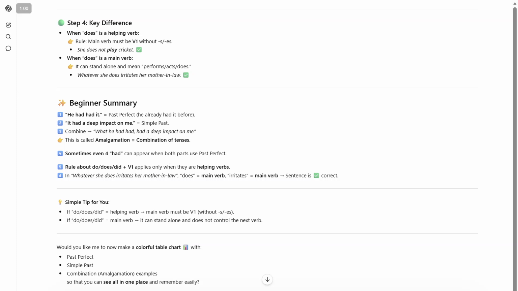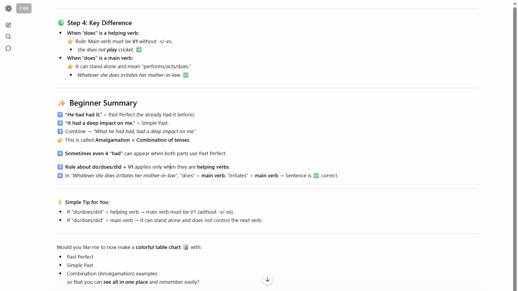Beginner summary. He had it. Past perfect. He already had it before. It had a deep impact on me. Simple past. Combine: what he had had a deep impact on me. This is called amalgamation, combination of tenses. Sometimes even four hads can appear when both parts use past perfect. Rule about do, does, did plus V1 applies only when they are helping verbs. In whatever she does irritates her mother-in-law, does equals main verb. Irritates equals main verb. Sentence is correct. Simple tip for you. If do, does, did equals helping verb, main verb must be V1 without s or es. If do, does, did equals main verb, it can stand alone and does not control the next verb.